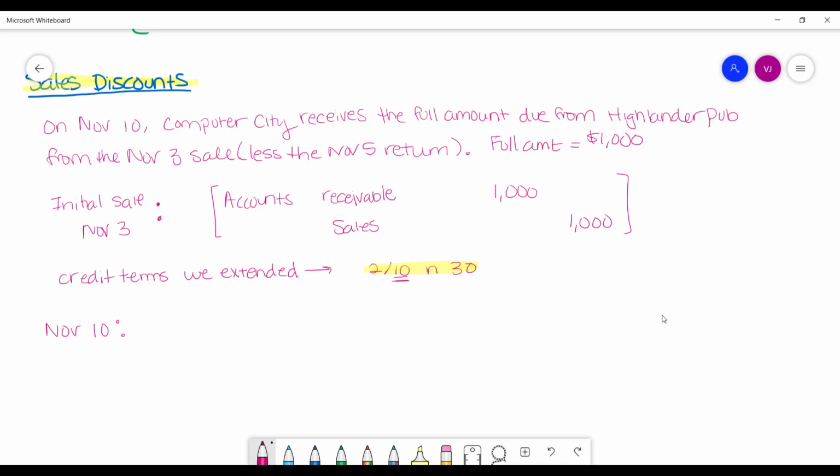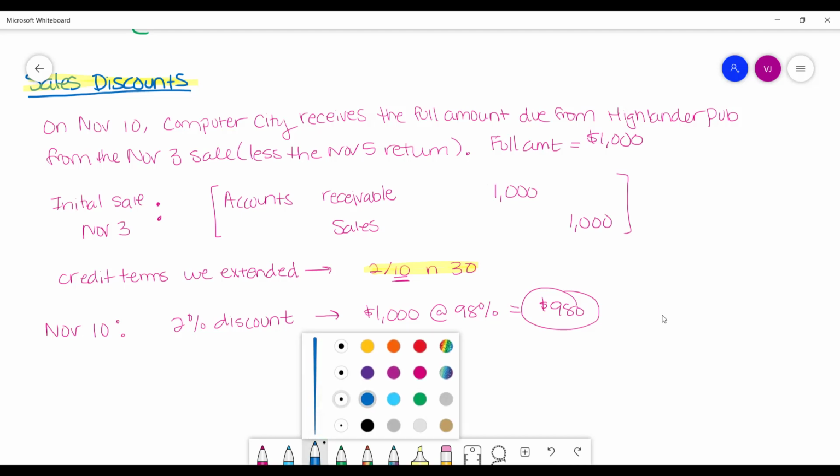So what's going to end up happening here actually? This is early enough for them to get a 2% discount. So they're actually going to get a 2% discount from us. So now we're doing it from the perspective of the seller. So 2% discount, what would that look like? $1,000 times 98%. That means they're only going to have to end up paying $980 because 2% of $1,000 is $20. So $20 off of $1,000 leaves me with $980 that needs to be paid.